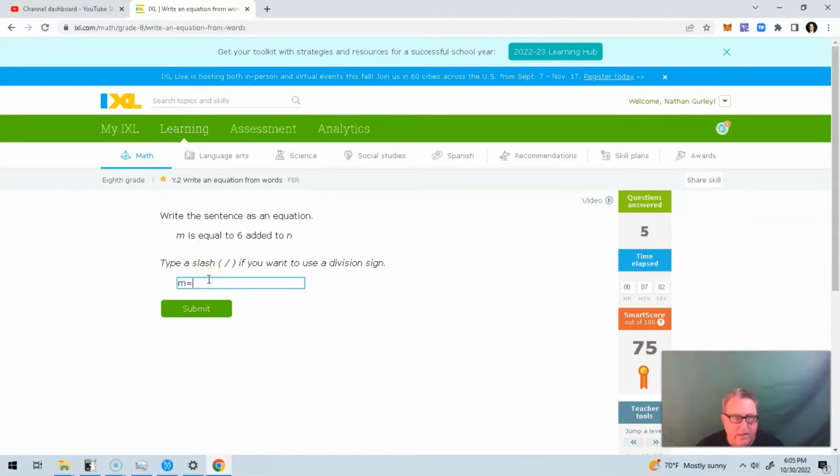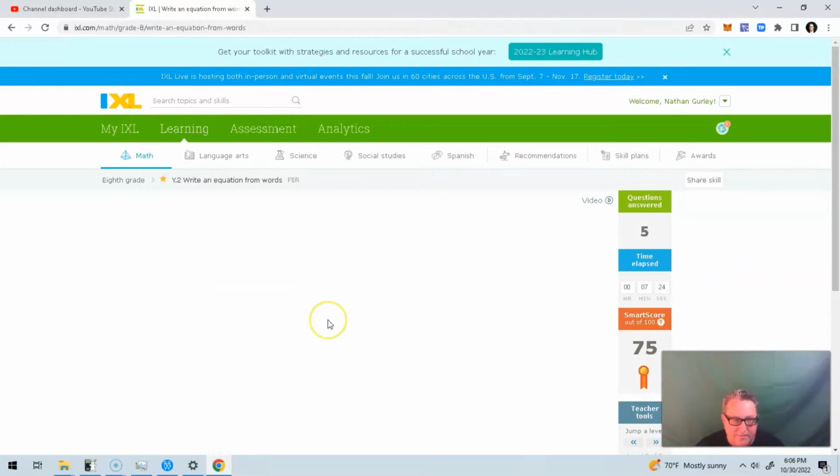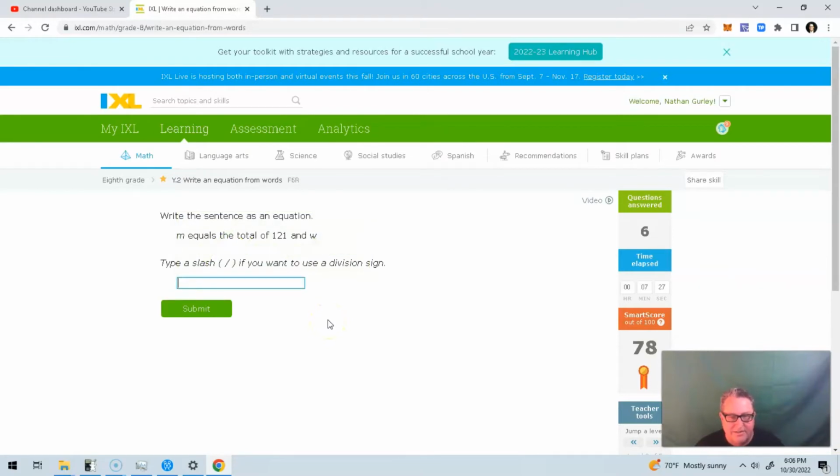Oh, okay, good. All right, write the sentence as an equation. M is equal to 6 added to n. 6 added to n is n plus 6. I'm assuming you could put 6 plus n. Well, maybe we should do that, because let's do that. So it's literal, right? 6 added to n. I prefer to do it all the way, but it should be good. Alright, thanks IXL. Appreciate that leniency.